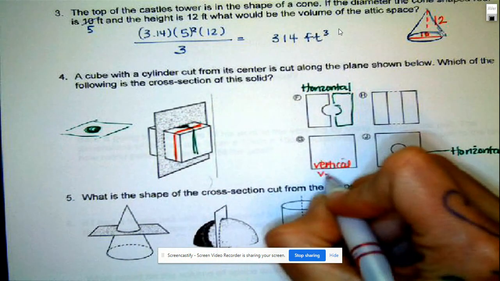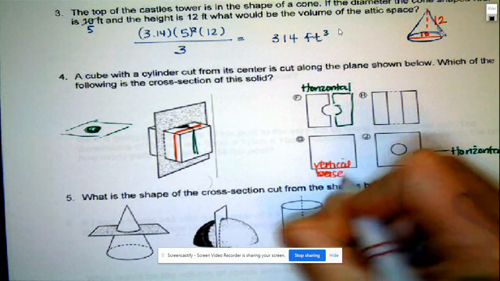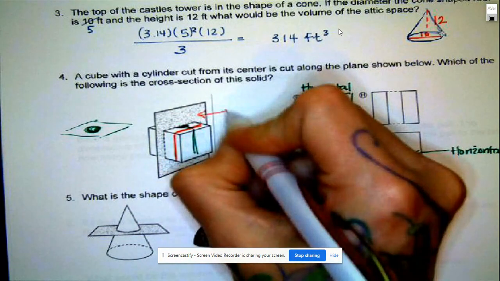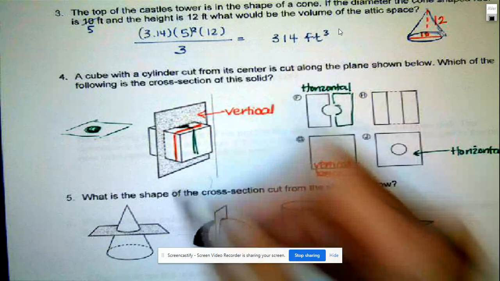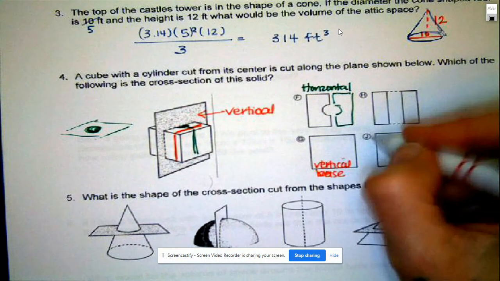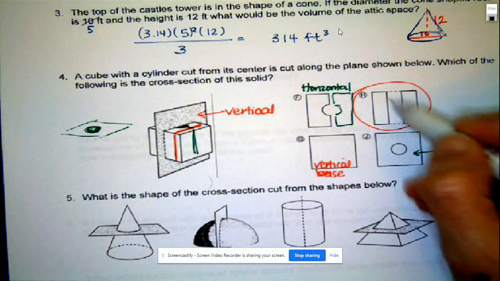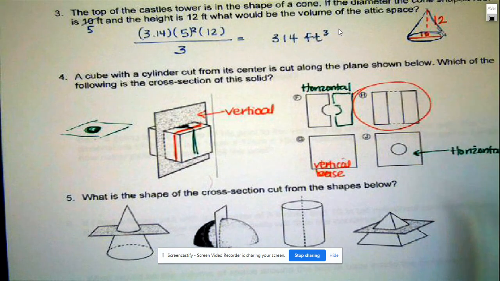Right now, this plane is vertical because it's going up and down. So our right answer should be H, because you would see the hole where the half of the cylinder had been cut out of that rectangular cube.